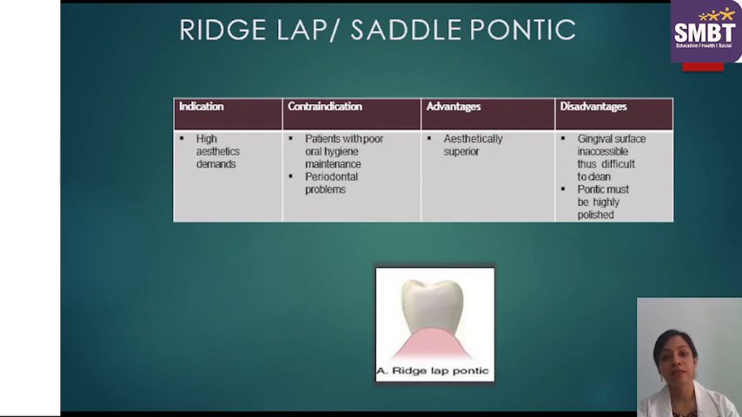The first type is the ridge lap or the saddle type of Pontic. As the name suggests, saddle type means it is covering the ridge from both the sides, just like the saddle of a horse. So here it is completely covering the ridge. This was the most primitive or the first type of design that was introduced. This is generally indicated in the aesthetic zone or the anterior zone, so that the black triangles or the gaps between the gingiva are not seen. It is contraindicated in the posterior region because it becomes difficult to clean or maintain hygiene when we use this Pontic.